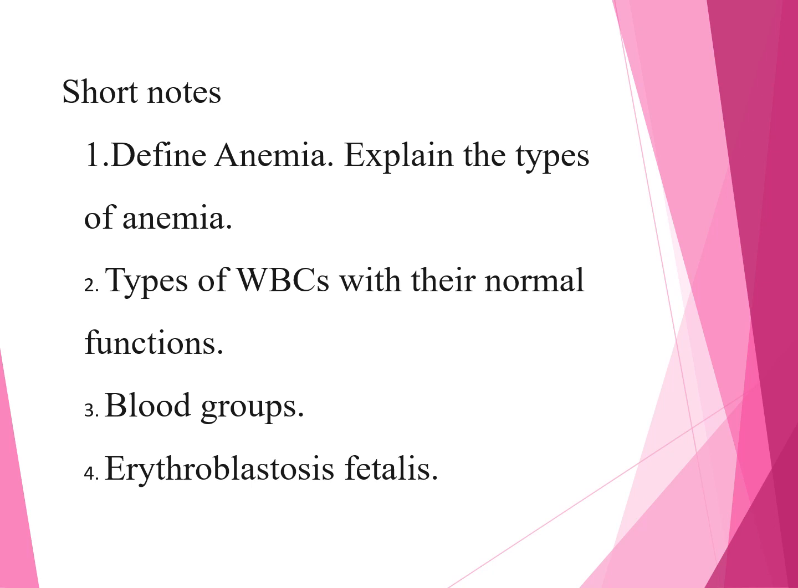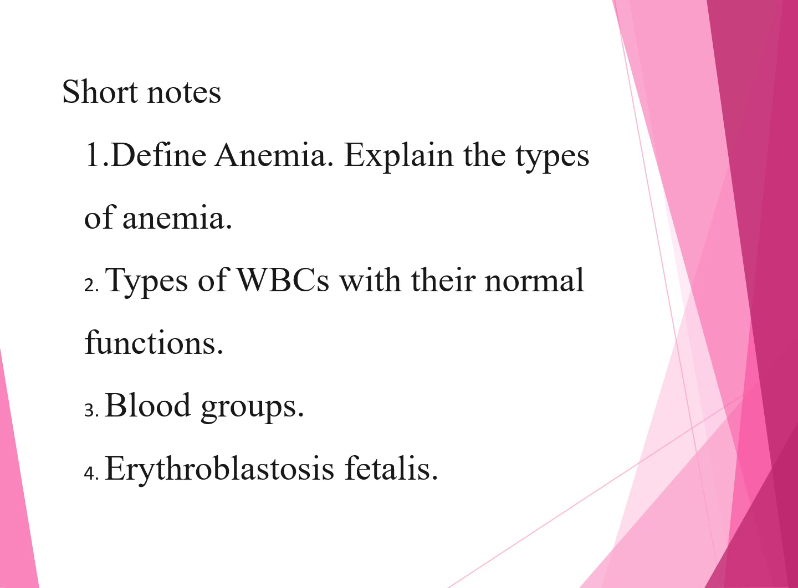And explain the types. The classification of anemia is of two types: morphological and etiological. In morphological, it depends upon the size and the color of the RBC. Size of the RBC is determined by mean corpuscular volume, and color is determined by mean corpuscular hemoglobin concentration. There are four types: normocytic normochromic anemia, macrocytic normochromic anemia, macrocytic hypochromic anemia, and microcytic hypochromic anemia. We have to explain this in detail.